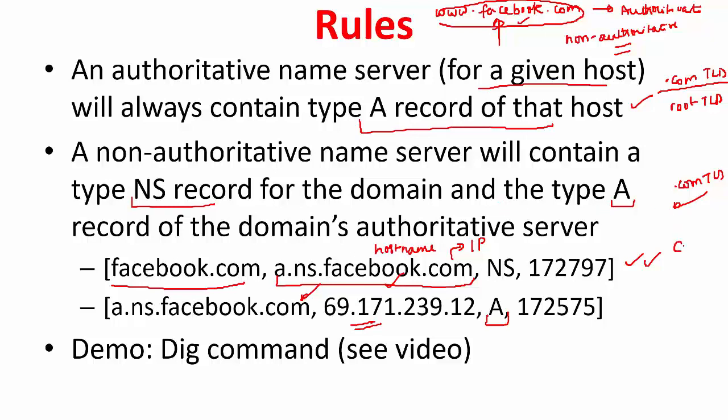Then you will ask another question saying what is the IP address of a.ns.facebook.com. You may go to the root, it will say contact .com, and then you are going to contact .com, and then it should have this entry, because if it didn't have this entry, then you cannot proceed further, for which it has to have a type A entry. That is what this is telling.